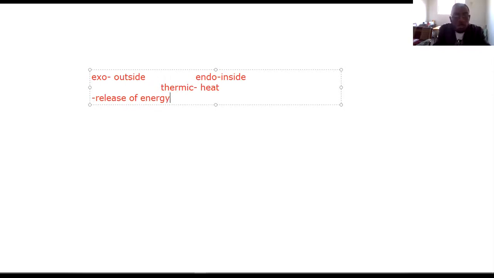Endo means absorb, that is, energy is absorbed. So that is just the basic understanding that we need to get. Exothermic, energy is released. Endothermic, energy is absorbed.